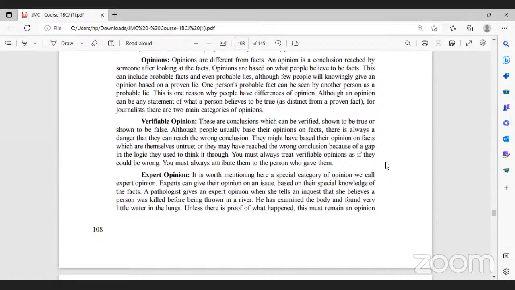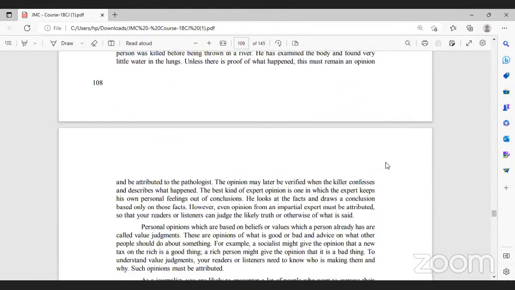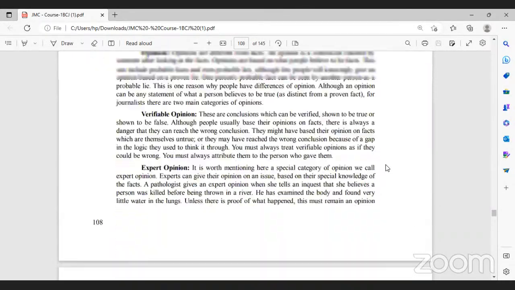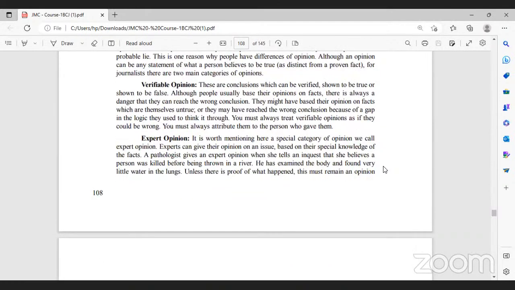Then there is an expert opinion also. It is worth mentioning here a special category of opinion that is called expert opinion. Experts can give their opinion. For example, we had COVID and all those things. So there we see that the experts can give thorough information. And there are verifiable opinions about issues related to murder mysteries, or to corruption and all those things.